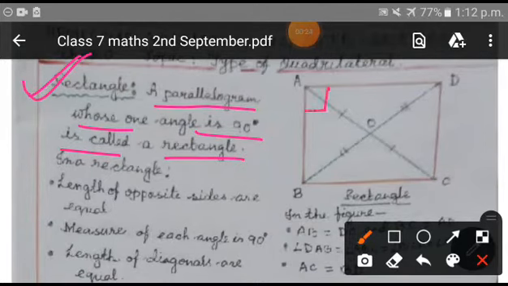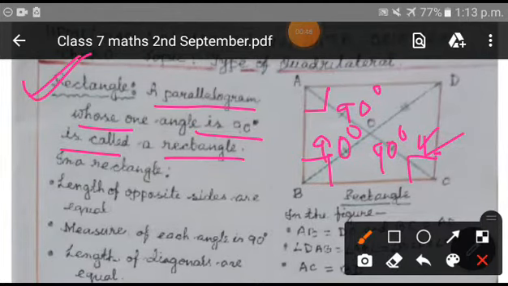So here if we take this angle as 90 degrees, you know that opposite angles of a parallelogram are equal. We have studied this in the property of parallelogram, that if this is 90, then this opposite angle will also be 90 degrees, and the sum of the adjacent angles is 180 degrees. So if this is 90, the adjacent angle, that is this one, will also be 180 minus 90, that is 90. And if this is 90, you know that the opposite angle, this one, will also be 90 degrees. So here in a rectangle, all the vertex angles will be 90 degrees.